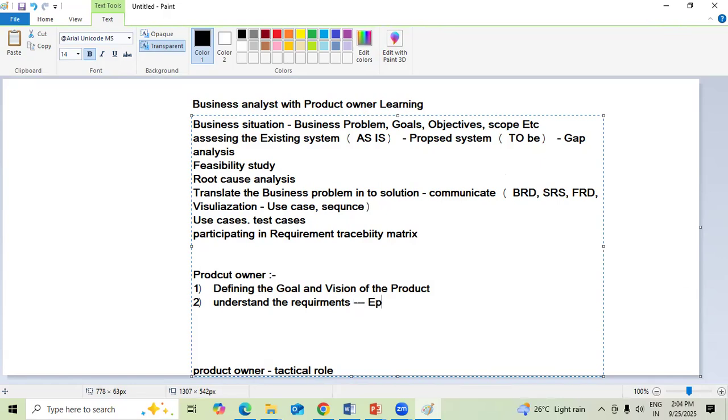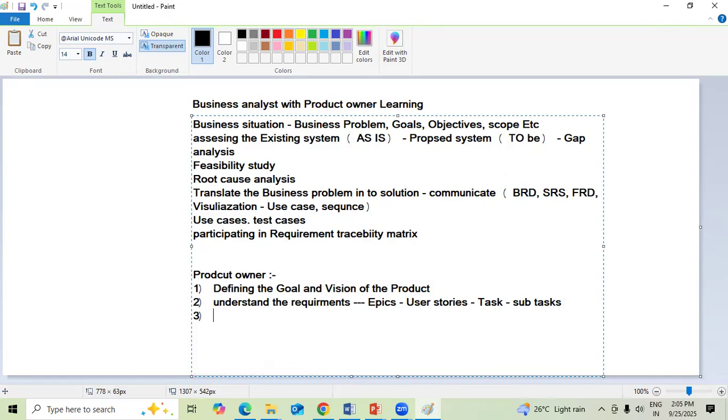that has to be converted into epics. From there, those can be converted into user stories. These user stories can again be broken down into tasks and subtasks. That's a different thing, I won't get into more about that. Tasks and everything, this is all something that we do.